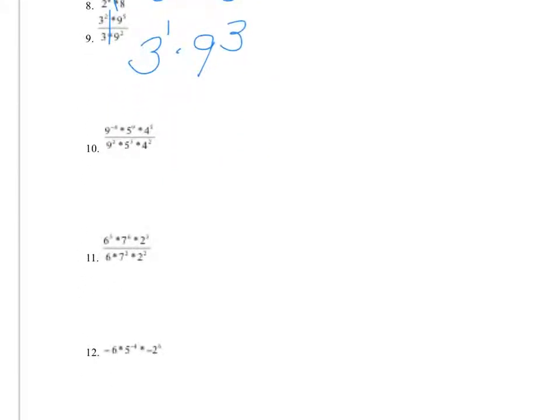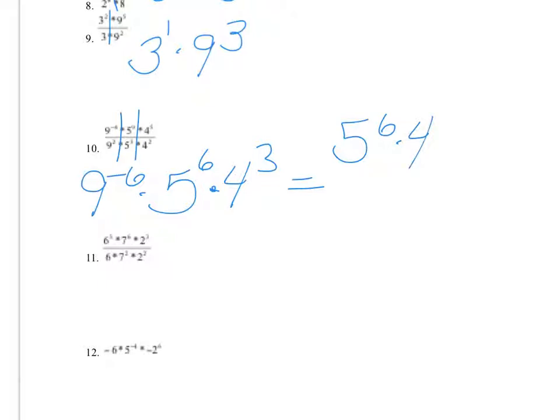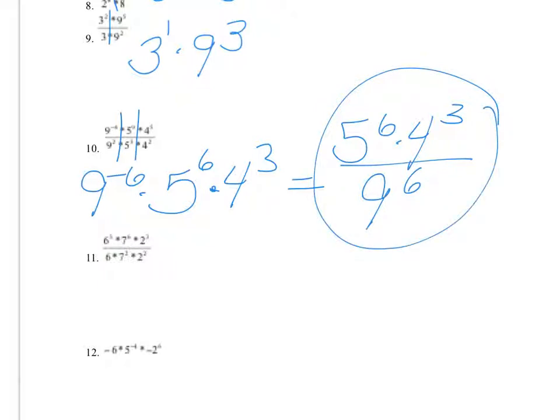For 10, you're going to see that we have 3 pieces now, the 9's, the 5's, and the 4's. When I go to simplify, watch your subtraction. I'm going to get 9 to the negative 6th times 5 to the 6th power times 4 to the 3rd power. Negative exponents need to move to the opposite side of the fraction. The 5 to the 6th and the 4 to the 3rd were not negative, so they stay in the numerator. Only the 9 to the 6th bumps.